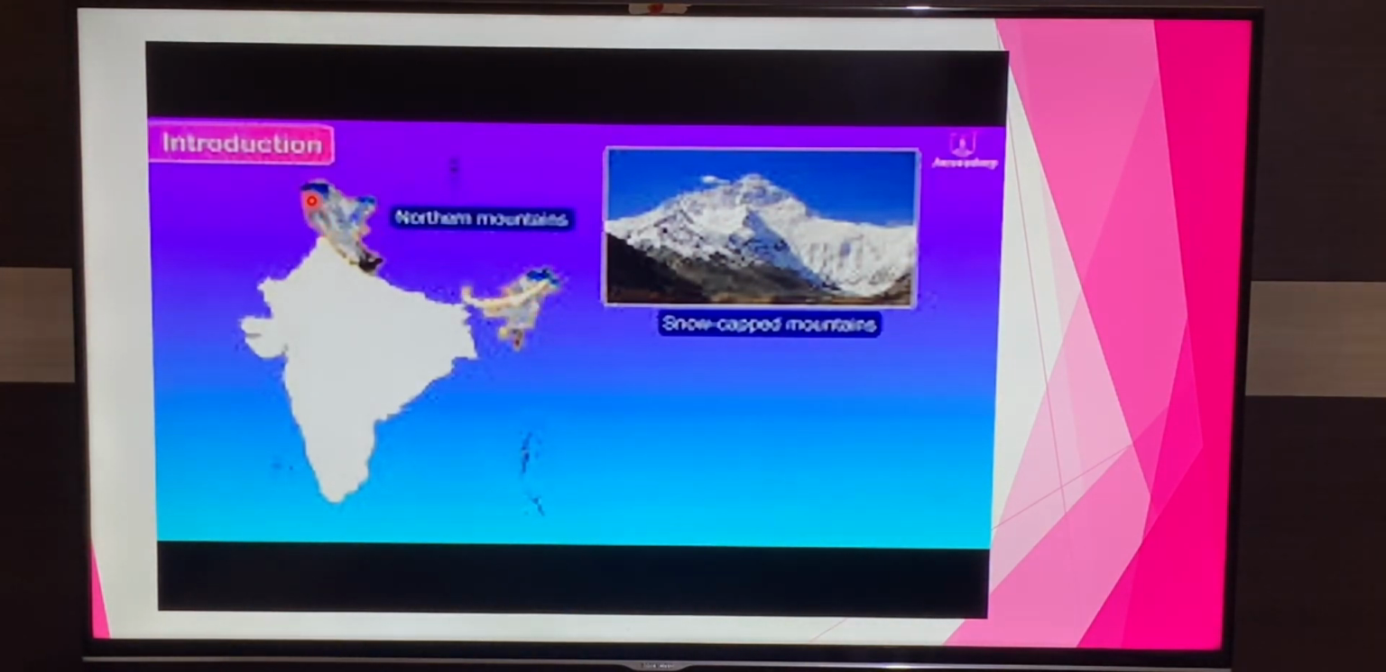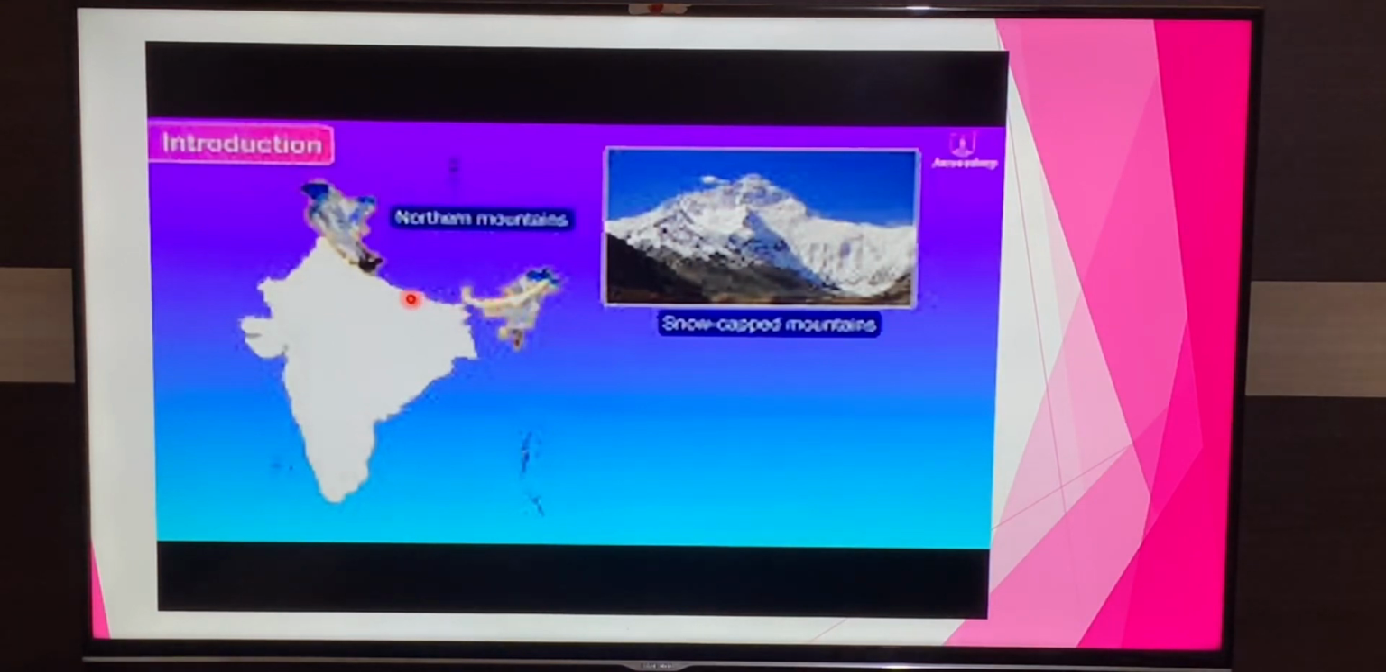They extend from the Indus to the Brahmaputra, and they occupy nearly 2,400 kilometers. And the width, if you see, it is varying. In the west, it is 240 to 320 kilometers. That means it is broader in the west and narrow in the east.